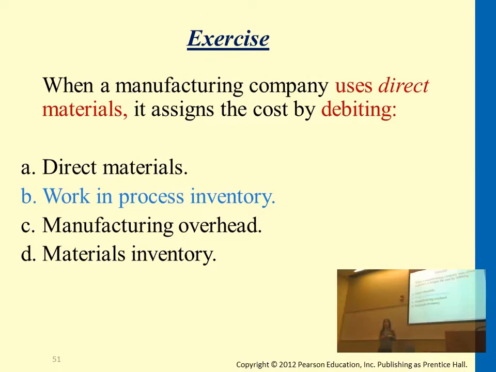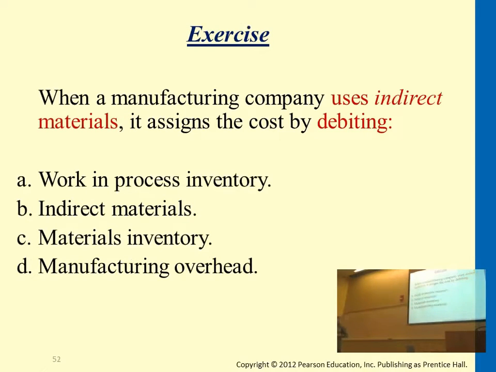So what if this question is purchasing materials? What do we debit? Materials inventory, and we credit accounts payable or cash, depending on how we paid. Good. Next one, what if we use indirect materials? We'll be debiting manufacturing overhead. It's an indirect account. This is the account that captures all the indirect costs.